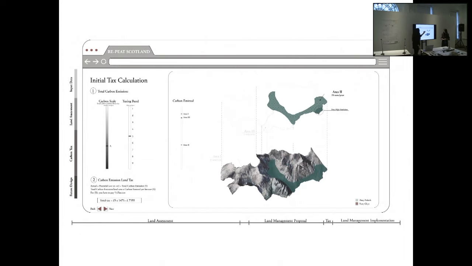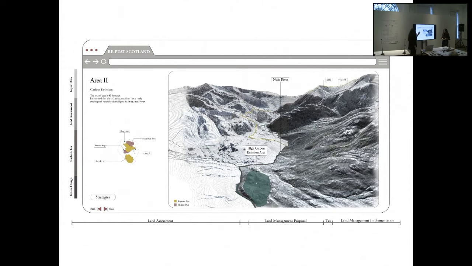The user needs to specify the area that they would like to work on, and in this case it's going to be area 2 because it's emitting 29 tons of CO2 per year. By pressing on this area, we get a zoom in into the site where the high carbon emission area is highlighted and the site features are shown.